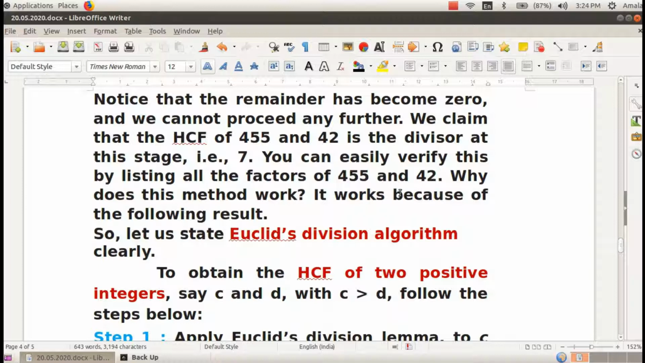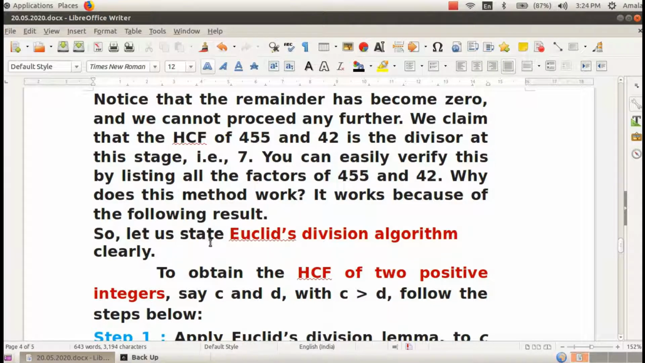Why does this method work? It works because of the following result. By using the factors of these two numbers, or the prime factorization method, we can also find the HCF of these two numbers, but here we are using Euclid's division lemma.